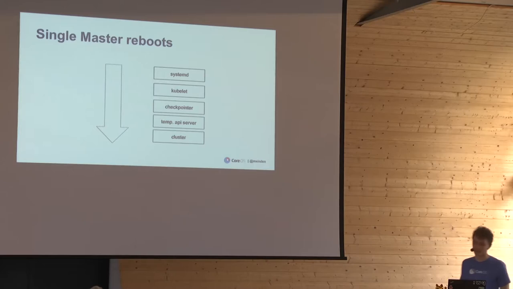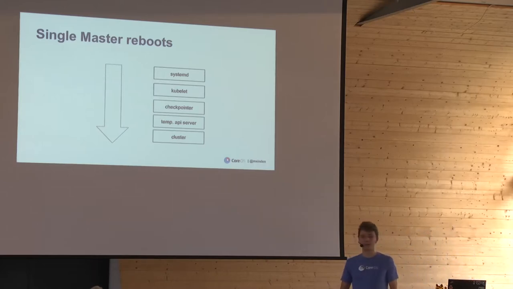And this is pretty much the runbook from here. So your master will come back up. Hopefully it still has a disk inside and the disk is still running. Then systemd will start. Systemd will start the kubelet. And the kubelet will start the checkpointer. The checkpointer will look onto disk, what it checkpointed in the happy path before.